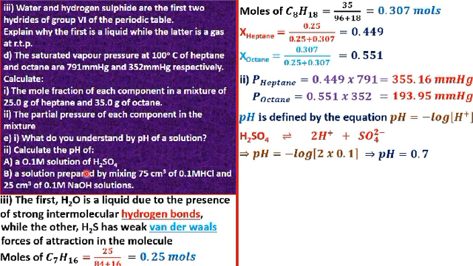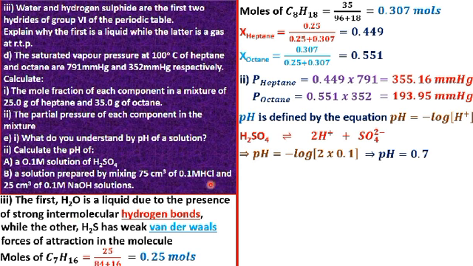Then now, the B part is a solution prepared by mixing 75 cm³ of 0.1 molar HCl and 25 cm³ of 0.1 molar sodium hydroxide solution. They want us to get the pH. Now, this is a case where we really have to reason. Let's reason.